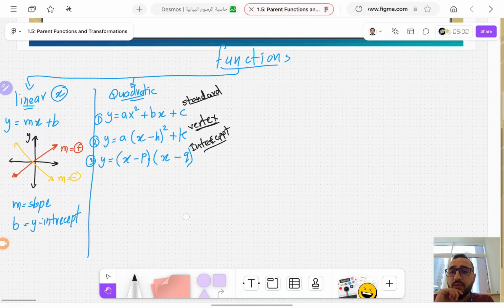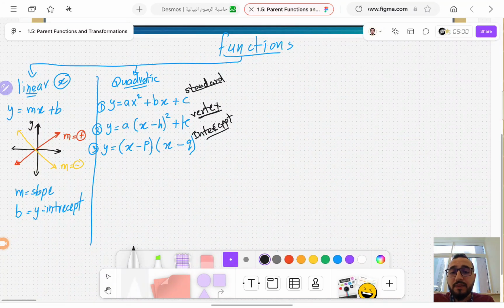So now the quadratic can always be graphed as a U shape. Let me draw it here for you. Let's say this is Y, this is X, and the quadratic is always like a U shape. The vertex is at 0, 0, where this one represents H and this one is K.